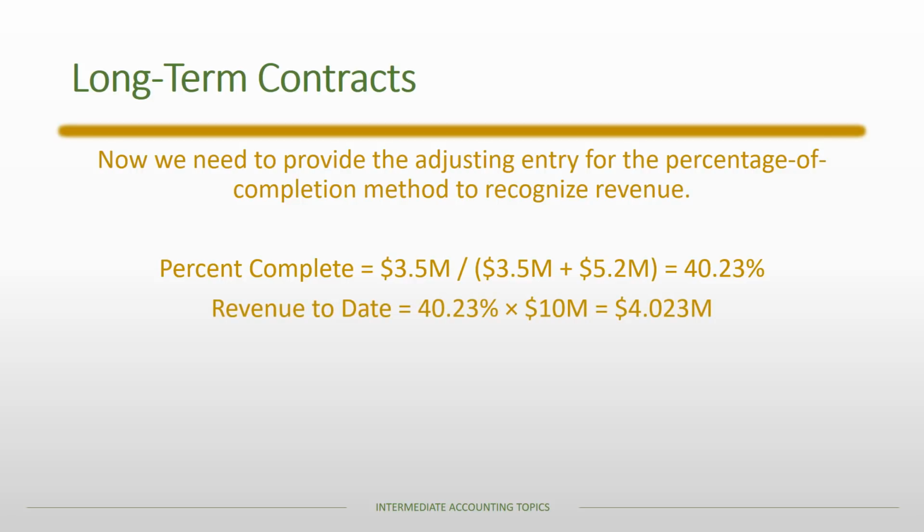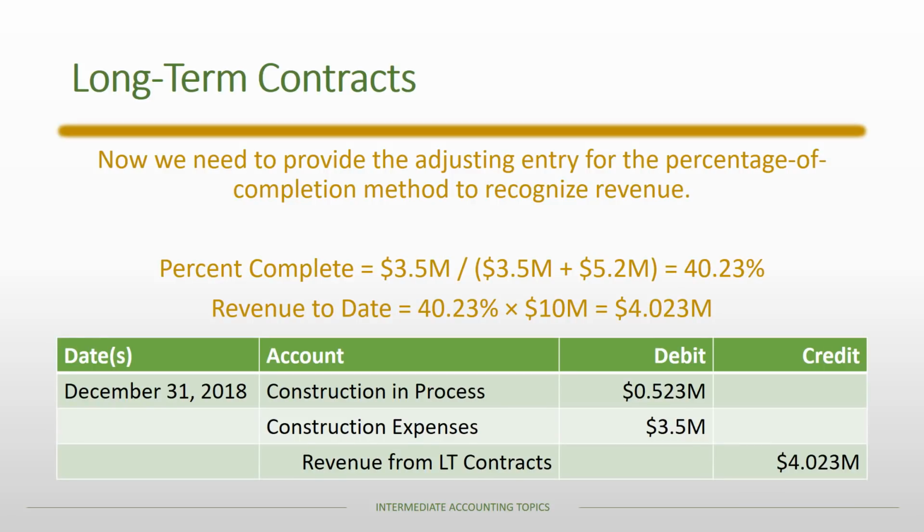We apply that percent to the total revenue that we're going to recognize over the life of this contract. And so that means revenue to date for 2018 is 40.23% of 10 million, or $4.023 million. And so from that, we have our journal entry. Now, I'm going to start with the revenue and expense, and then work back to the construction in process.